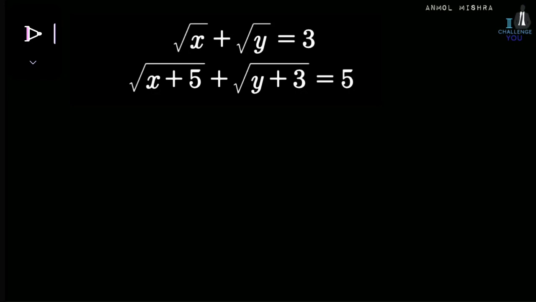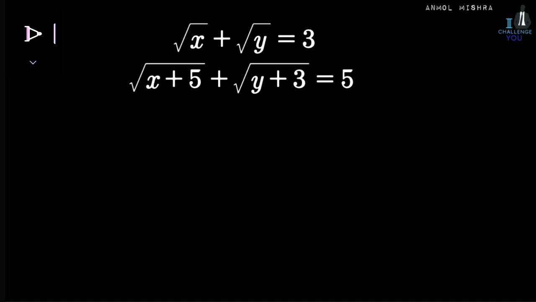So today we have this radical system of equations. The first equation is that square root of x plus square root of y is equal to 3, and the second one is that square root of x plus y plus square root of y plus 3 is equal to 5. The problem is looking very simple, x and y, but the radicals, or we can say the square root, makes this problem interesting. So let's see how we can solve these equations.